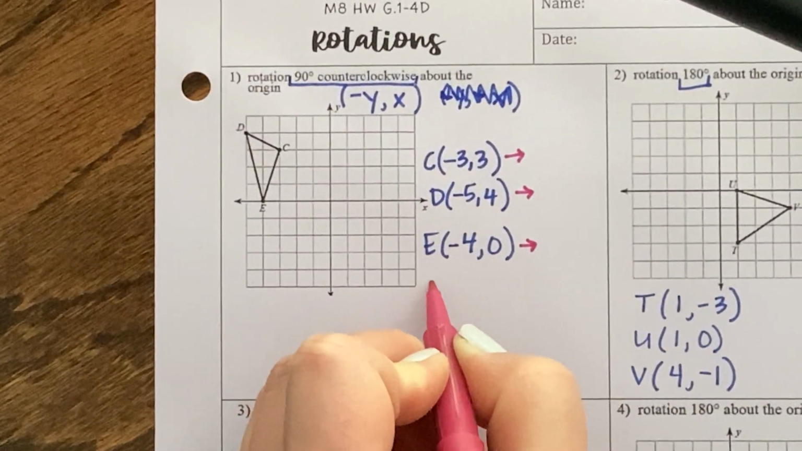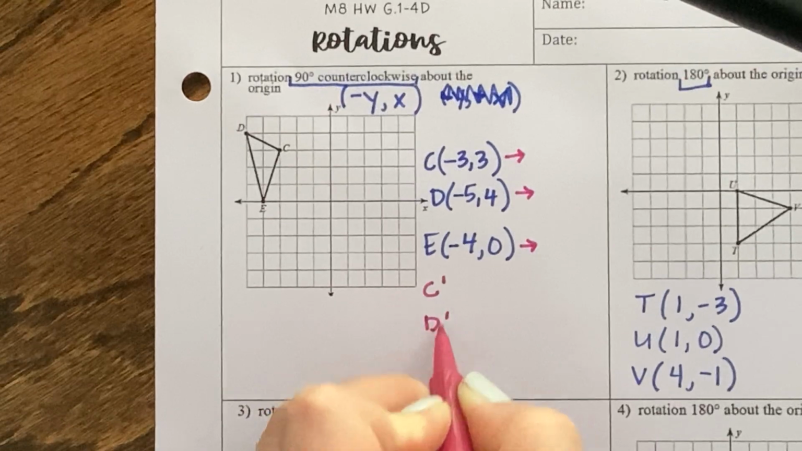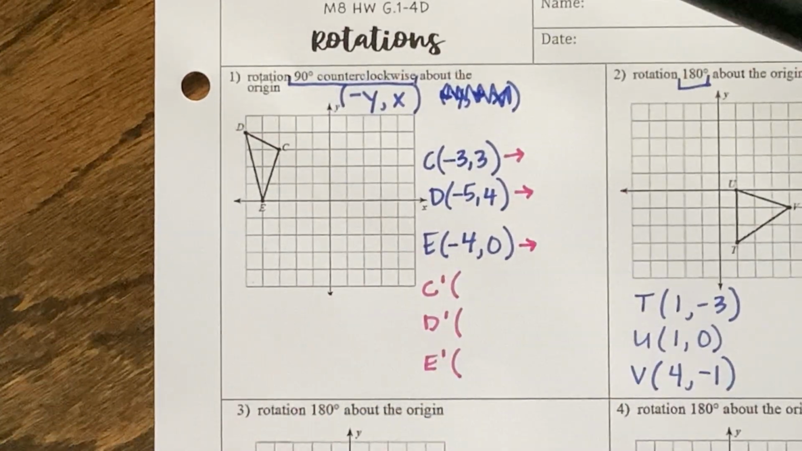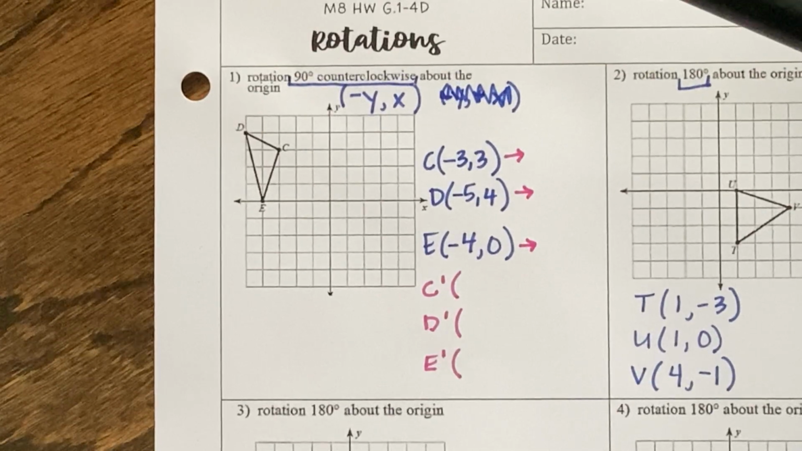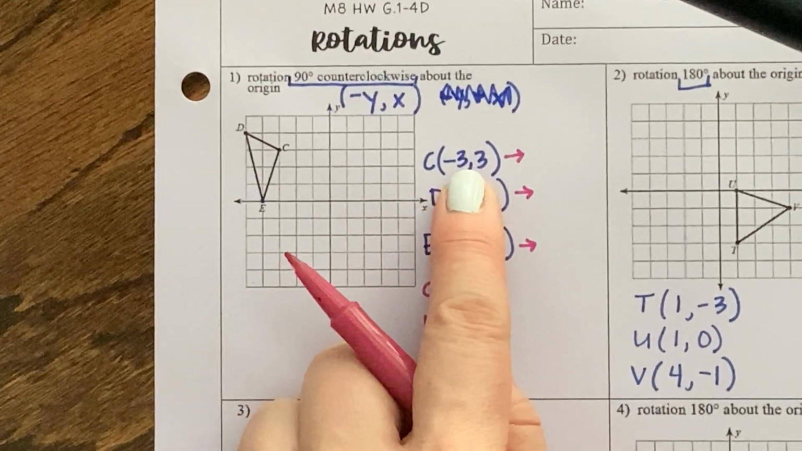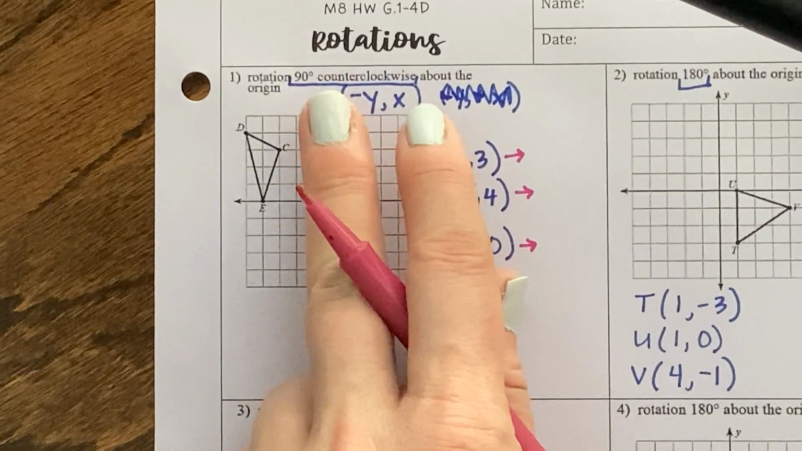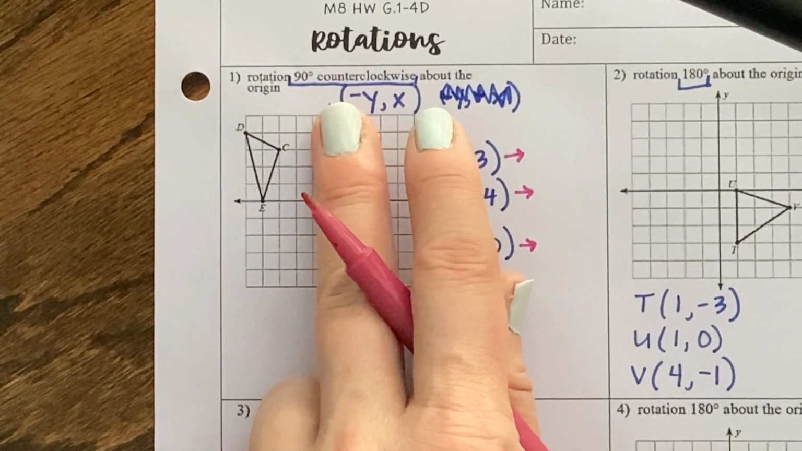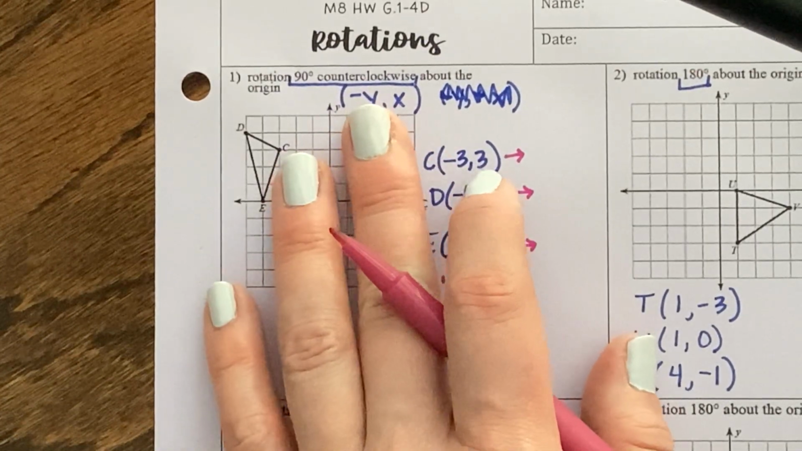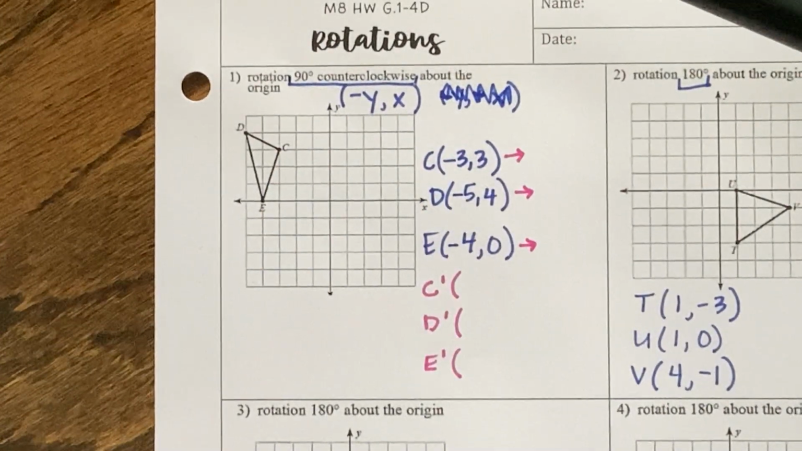I'm going to write down here C prime, D prime, E prime. What does this rule actually mean? How do I use it to change these ordered pairs? And sorry about the wiggly video. It's just how it's going to be. So what does this mean? Well, it means to negate the Y and then switch them. Now, that was the Y that was originally in the Y position, and that's where things get tricky.